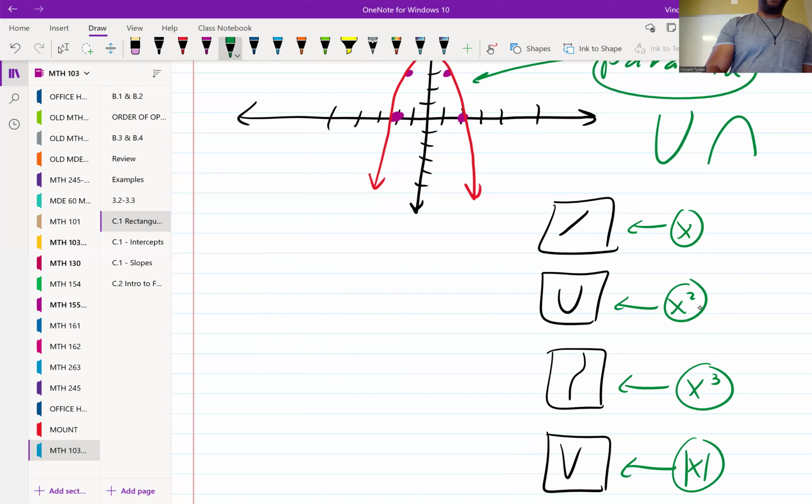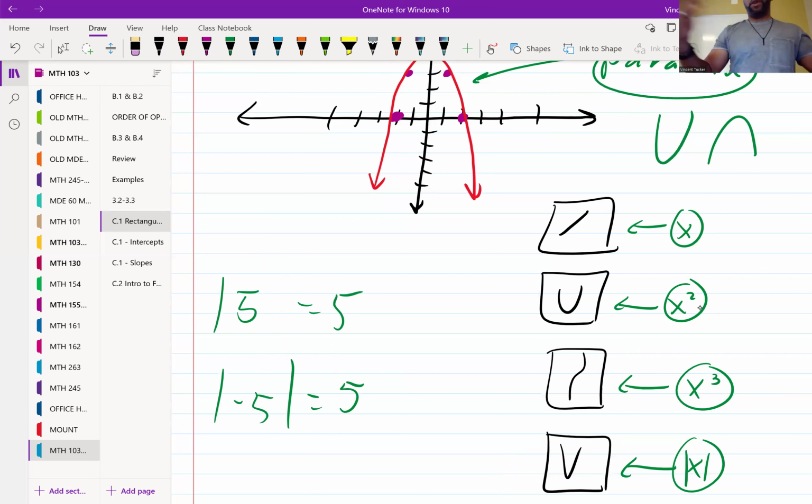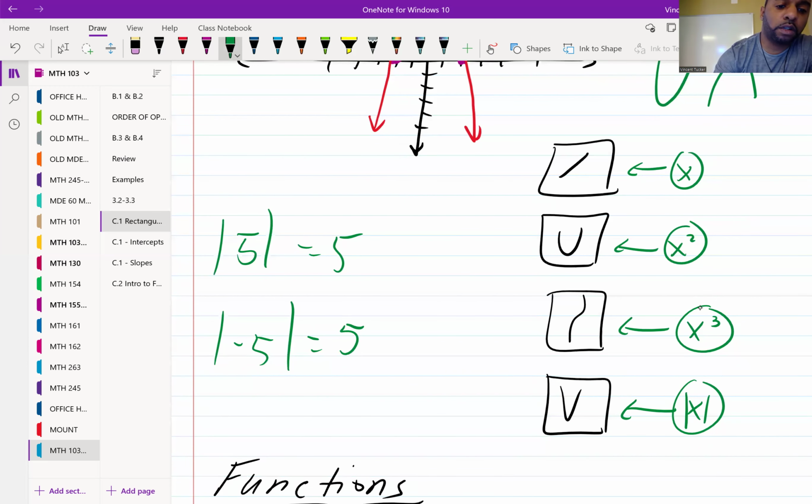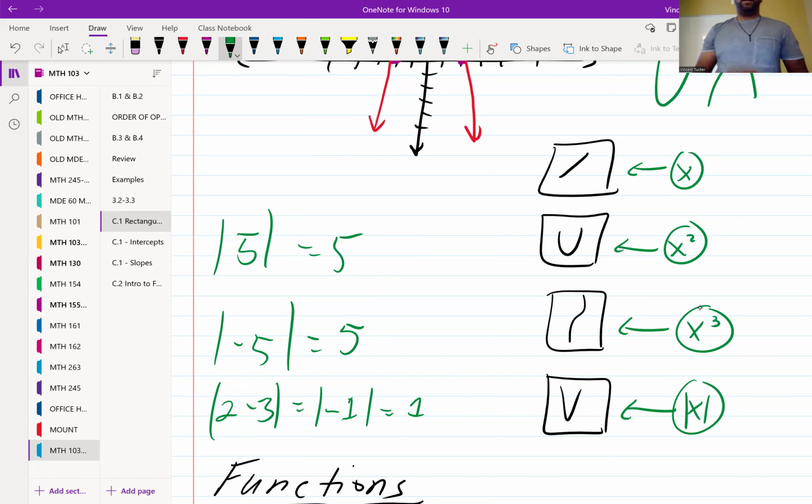And don't forget what the effect of the absolute value is. If I have the absolute value of 5, that's 5. If I have the absolute value of -5, the answer is still 5. So absolute value gives you the positive result no matter what. So if I have the absolute value of 2 minus 3, that would be -1 on the inside of the absolute value. And that would be +1 as my ultimate answer. So once you apply the absolute value, it always gives you a positive result.